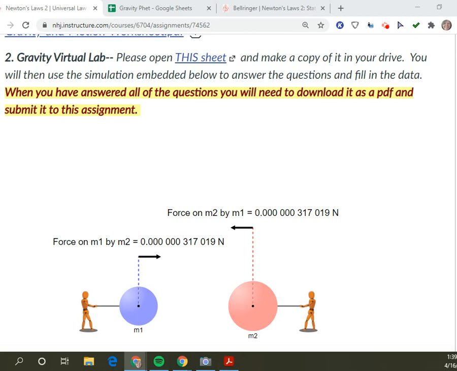So let's go ahead and look at this gravity virtual lab that we're going to work with. It says, please open the sheet and make a copy of it in your drive. You will then use the simulation embedded below. When you have answered all the questions, you will download it as a PDF and submit it to this assignment.